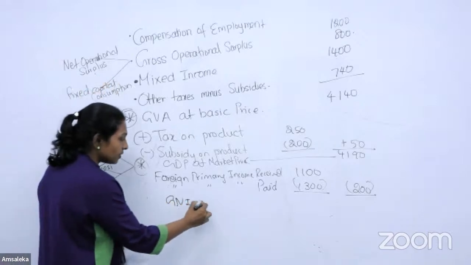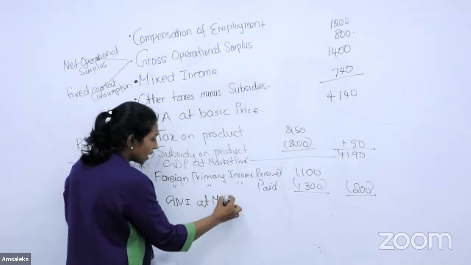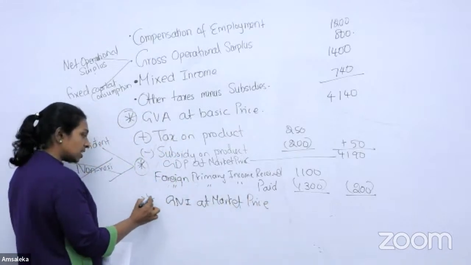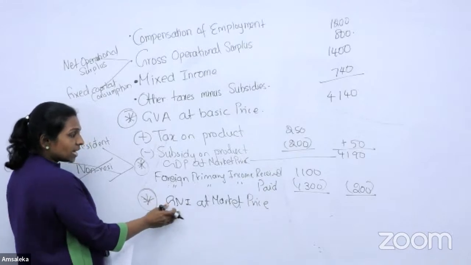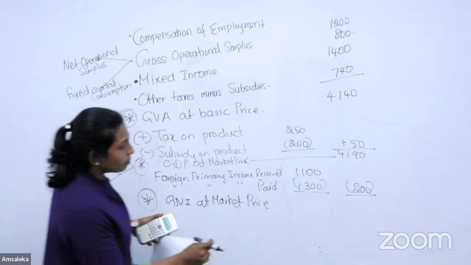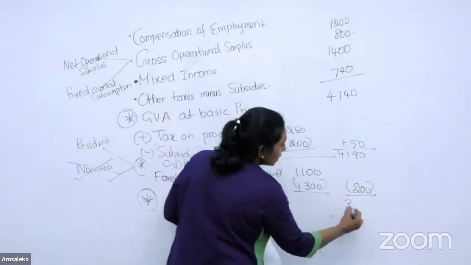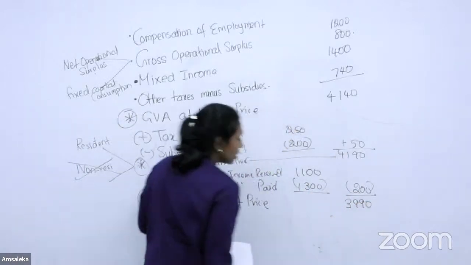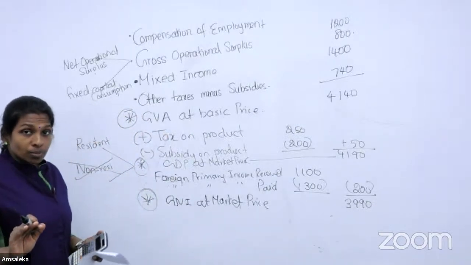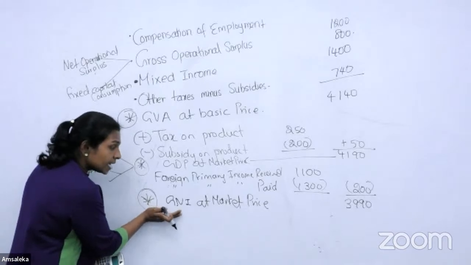Then what is the answer we can find? GNI at market price. That can be your third requirement. Very easily you can earn marks. GNI at market price, the 200 is deducted, no, if I'm correct. 3,990 is your GNI. Most probably they stop asking till here.